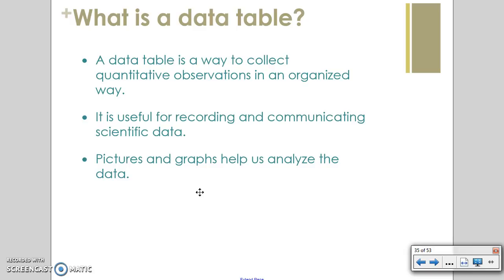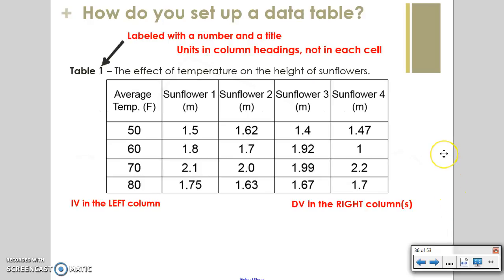Once we've recorded that detailed information in an easy-to-read table, we'll oftentimes create pictures or graphs to help us analyze that information later on, and we'll get to that in a little bit. But first, we need to look at the specifics for making a data table. So there's some key parts to setting up a data table to keep in mind no matter what data table you're creating. And the first one is making sure that you've labeled your table with a title and a number.